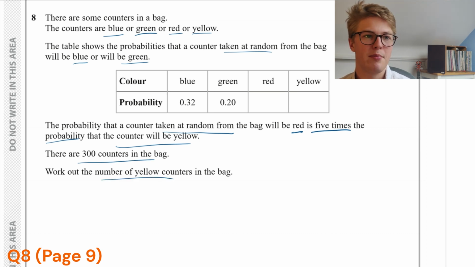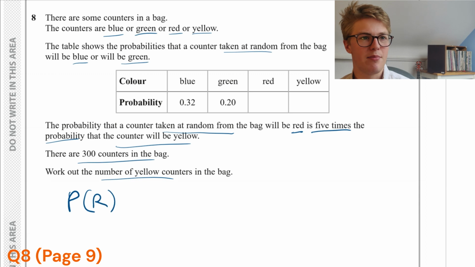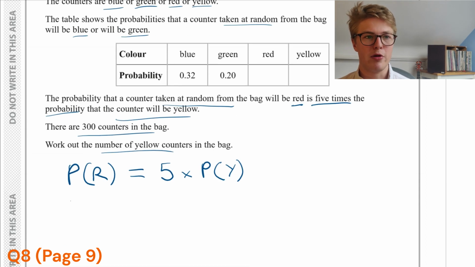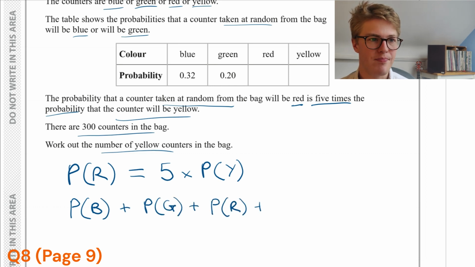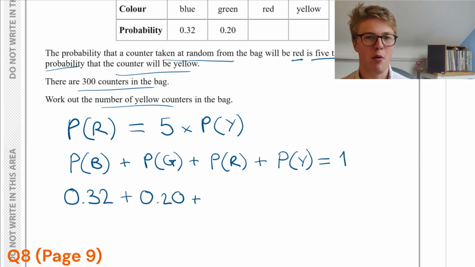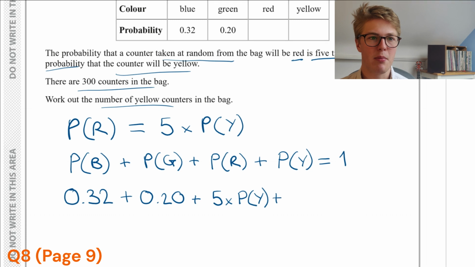So we know that the probability of it being red is 5 times the probability of it being yellow, because we're told that in the question. The probability of it being blue, green, red or yellow is going to be 1, so we can look at this as our equation. When we swap in the probability of it being blue and green, we have 0.32 and 0.20, and we can write the probability of it being red as 5 times the probability of it being yellow, which means that we have our equation.